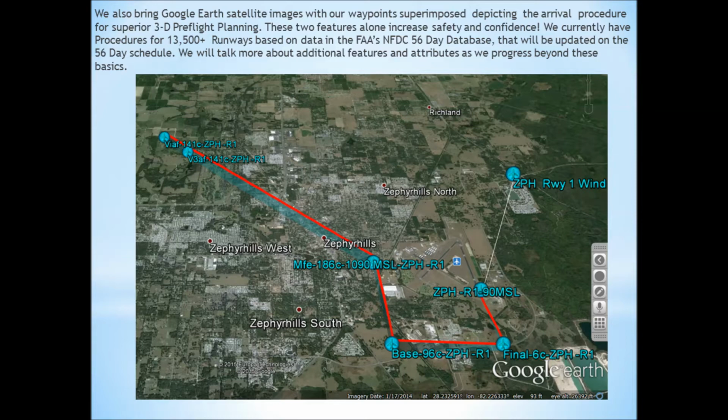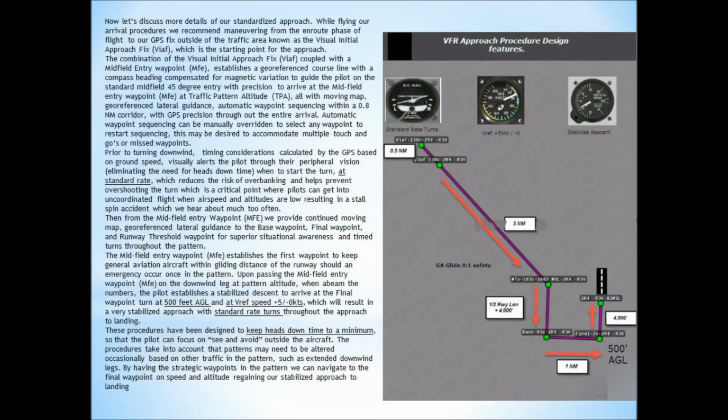We currently have procedures for 13,500 plus runways based on data in the FAA's NFDC 56-day database that will be updated on the 56-day schedule. We will talk more about additional features and attributes as we progress beyond these basics. Now, let's discuss more details of our standard approach.